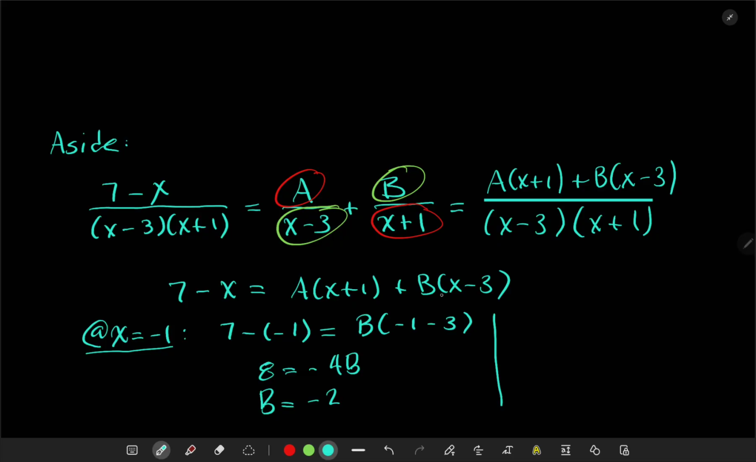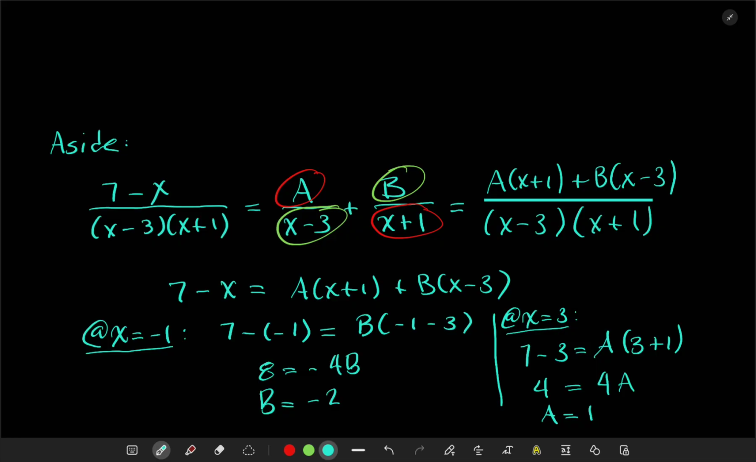The other number I want to evaluate at is x equals 3, because at 3 this will cancel. So at x equals 3, I can solve for a at that point. I want to have that 7 minus 3 is equal to a times 3 plus 1. This is going to be 4 equals 4a, and that gives me a equals 1 when I divide both sides by 4. Alright, so with that, I have that a is 1, b is negative 2.